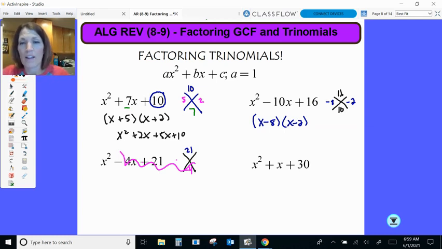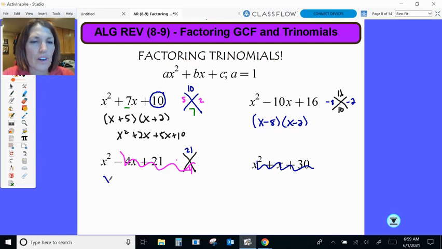And then down here, positive 30 and a positive middle term. I think that was a typo also, so we're going to skip that one too. I don't know what happened there. Actually, let's do these.